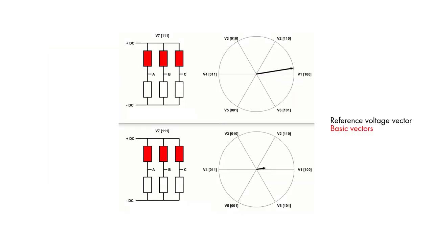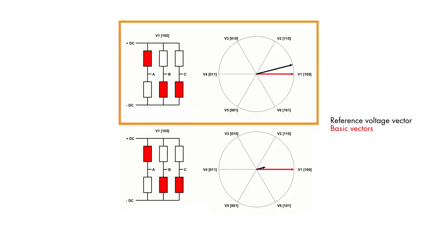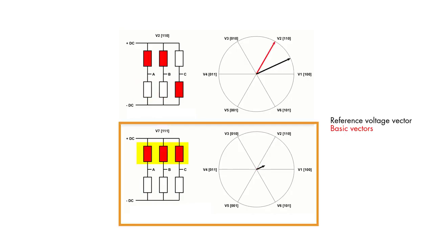Let's compare these two animations. For a voltage vector that is larger in magnitude, we spend less time in the null state. However, if we increase the duration of the null state, then we end up with a voltage vector that is smaller in magnitude.